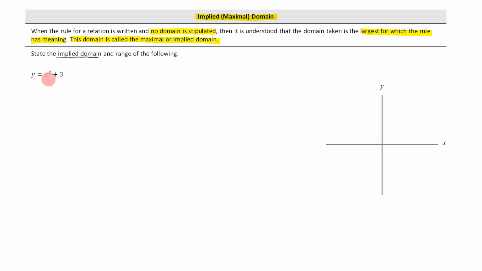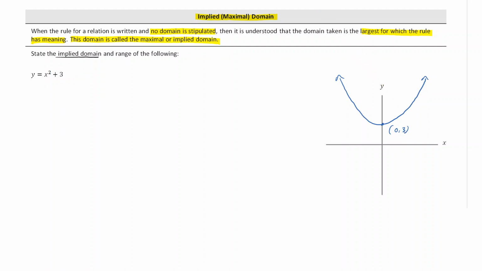So here we have y is equal to x squared plus 3. To help us out here, we're going to begin by giving this a sketch. This is obviously just a quadratic that has been shifted up 3 spaces. So it's going to look like this. This point right here would be my turning point, and it would be (0, 3). So what would my domain be for this?